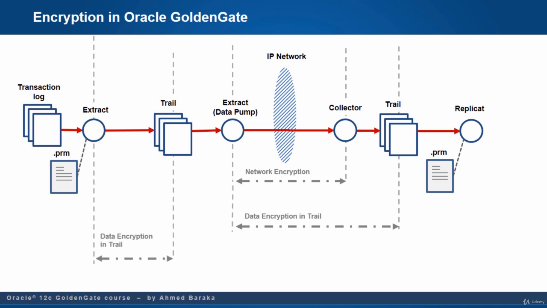The same way you configure the data pump to encrypt the data, you can configure the primary extract to encrypt the data as well. In this case, the trail files in the source system will be encrypted, and the extract sends the encrypted data to the target system. Obviously, as a result, the trail files in the target system will be encrypted as well. The replicate process needs to decrypt the data before it applies it to the target database.